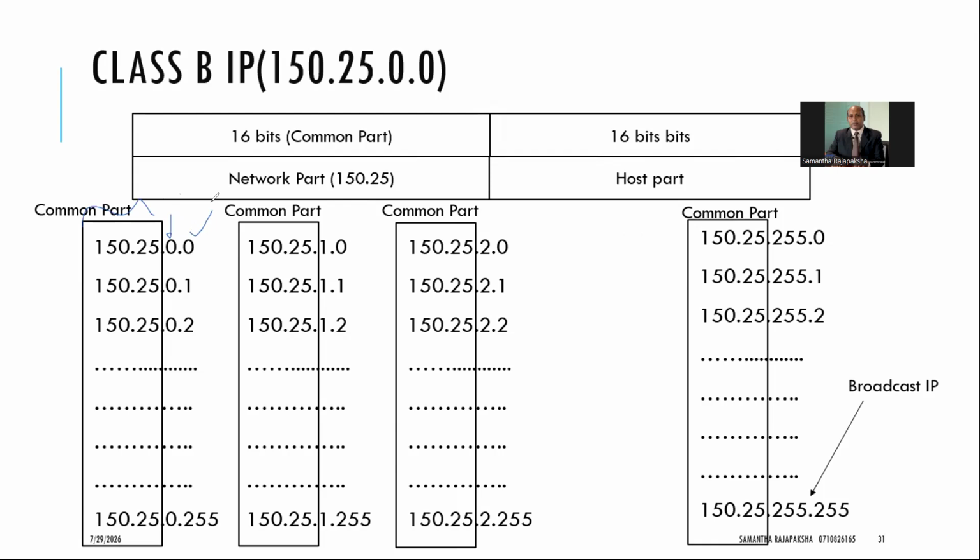Then you can make this one 0 and change the others from 0 to 255. Then you get 256 IPs. Then you can make this one 1 and change this one from 0 to 255. Altogether 256 IPs. Like this, you can make this one 2 and change the other one from 0 to 255. Similarly, you can continue, then make this one 255 and change the other one from 0 to 255. That is how you get the 65,536 IPs, because it's a class B IP address. So this way you should be able to make the calculation.